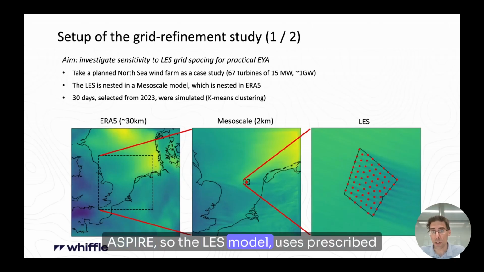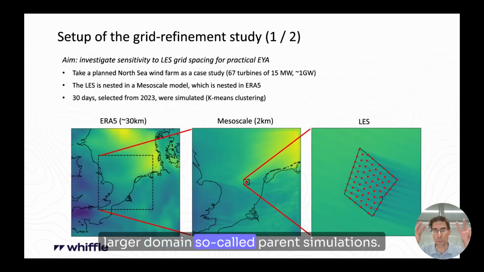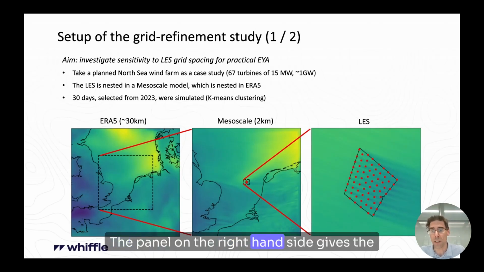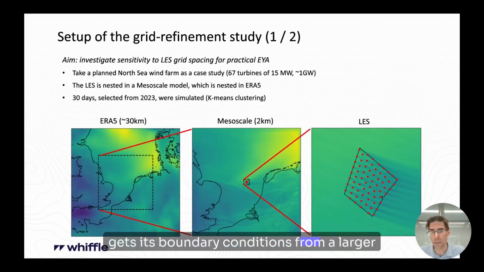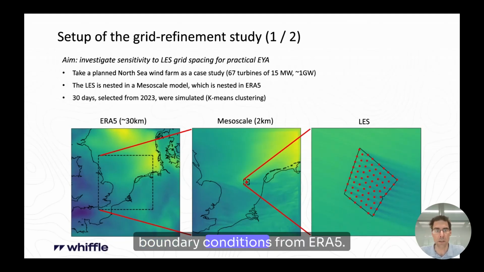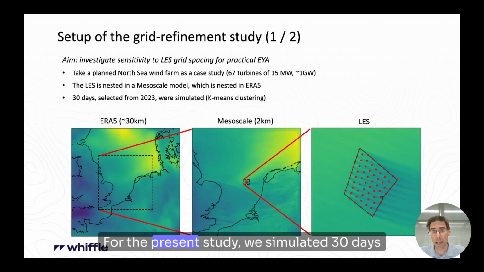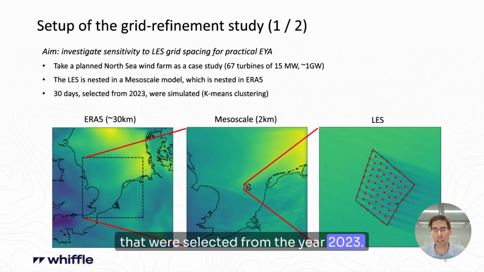Aspire, so the LES model, uses prescribed boundary conditions, which are obtained by larger domain, so-called parent simulations. The setup of the study is illustrated in the figure below. The panel on the right-hand side gives the large eddy simulation domain with the wind farm included. The LES gets its boundary conditions from a larger mesoscale domain, which on its turn gets its boundary conditions from ERA5. For the present study, we simulated 30 days that were selected from the year 2023.